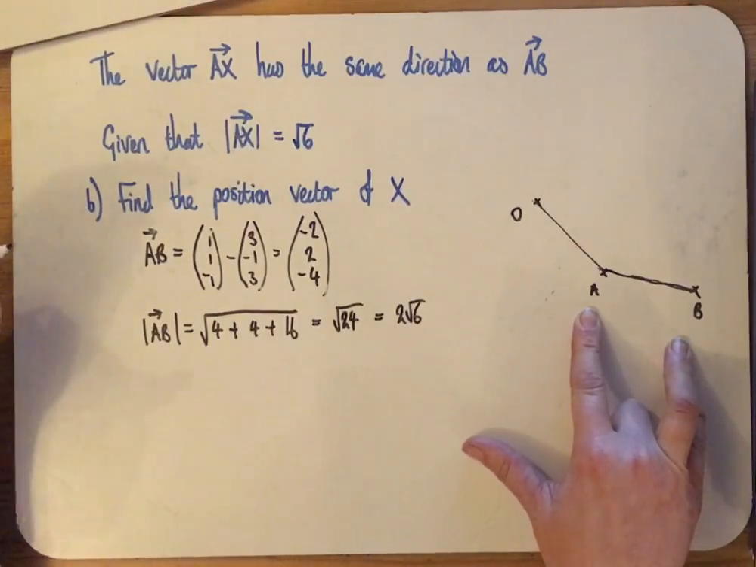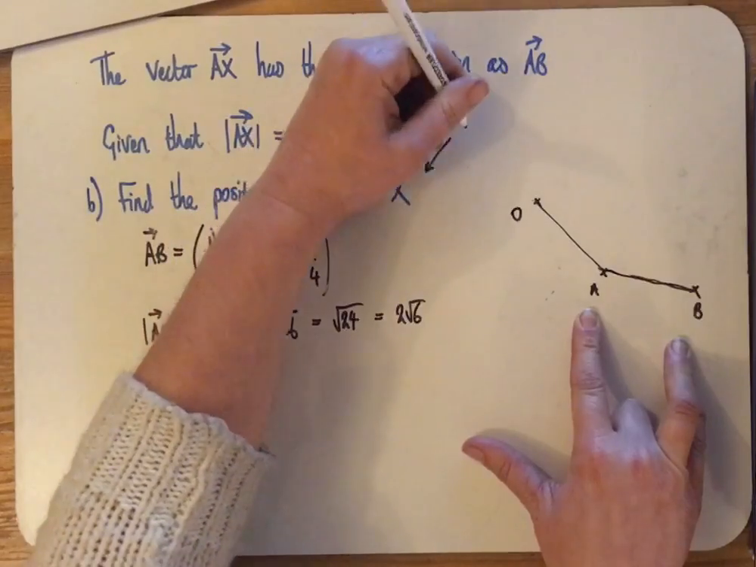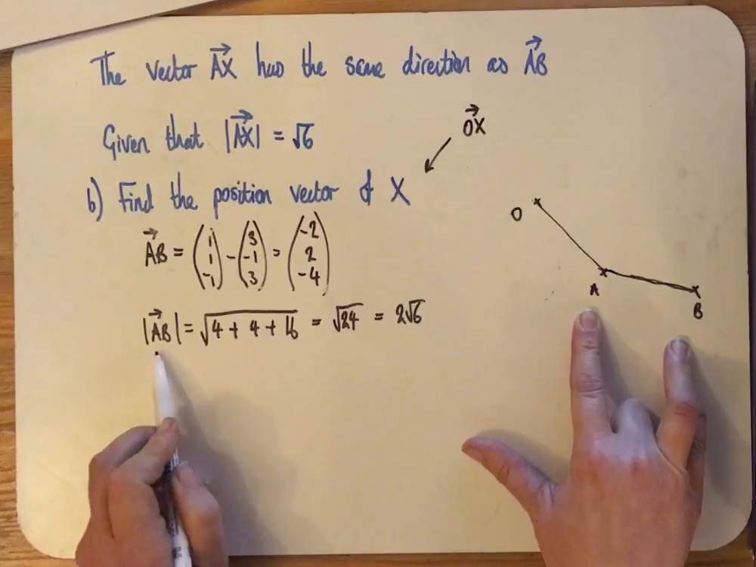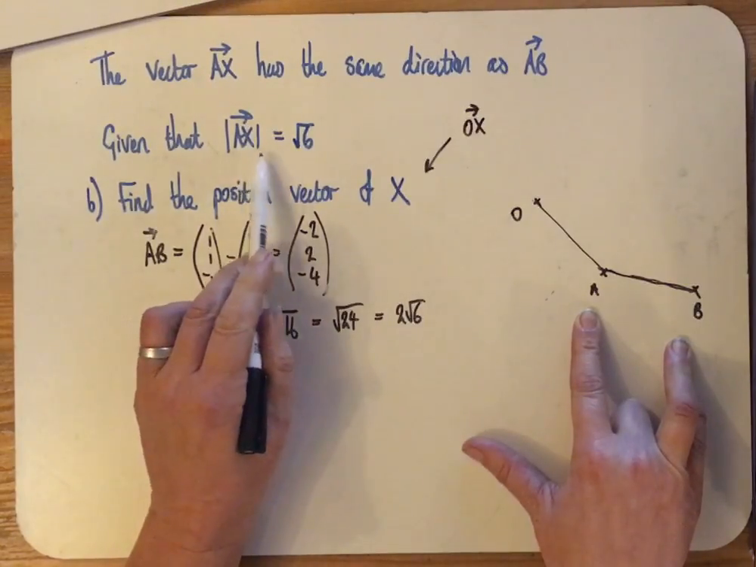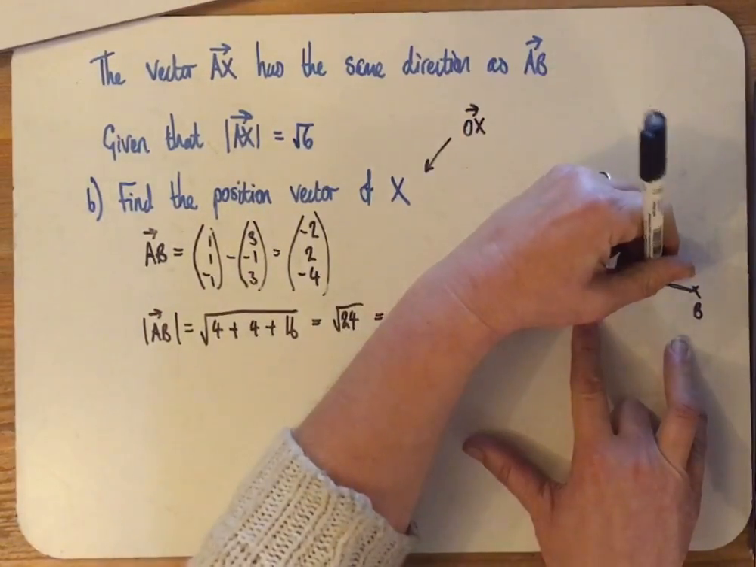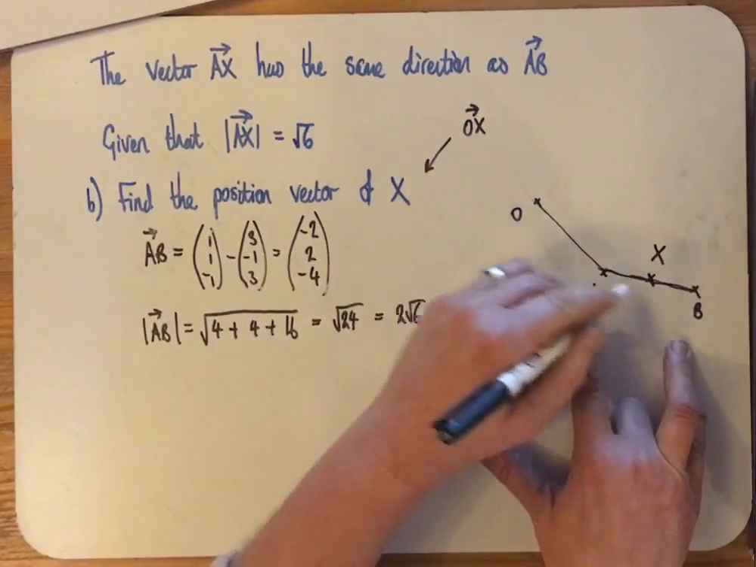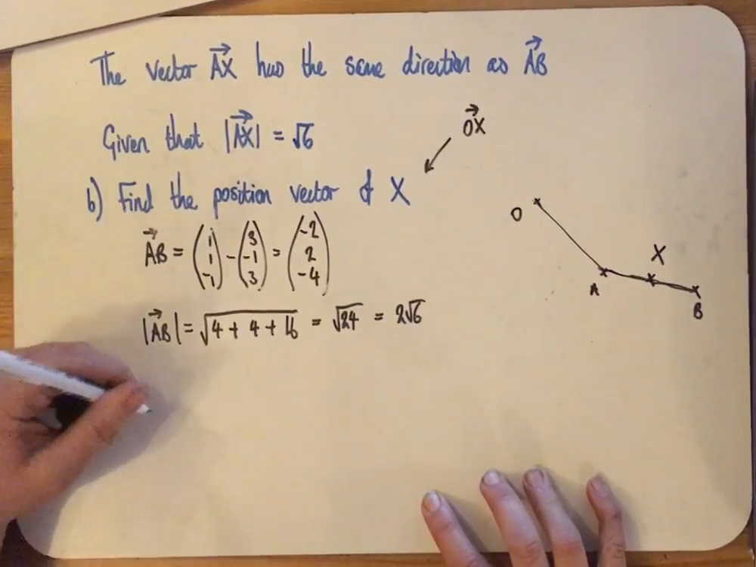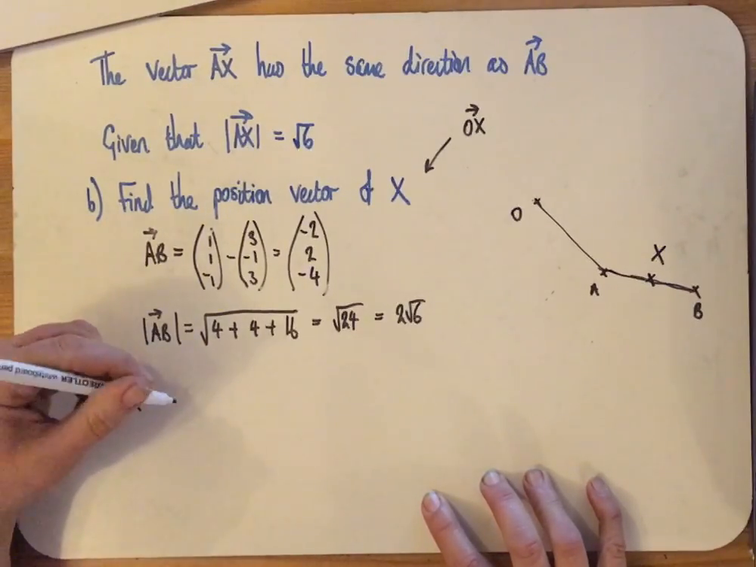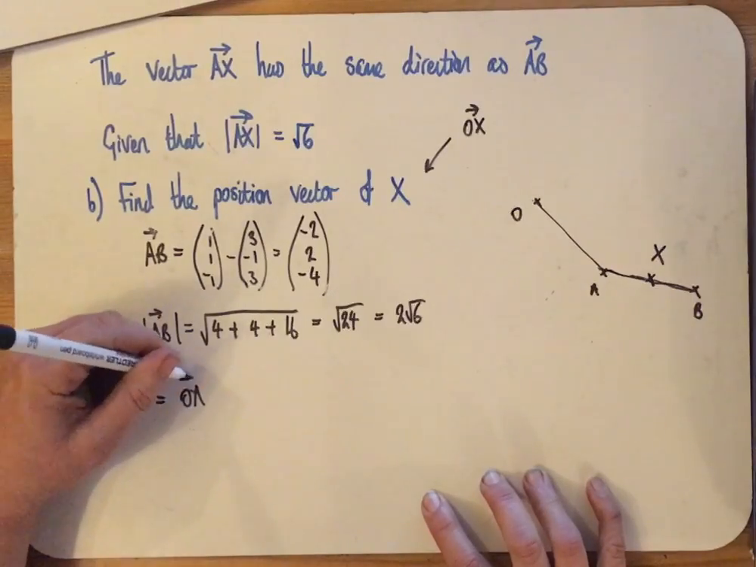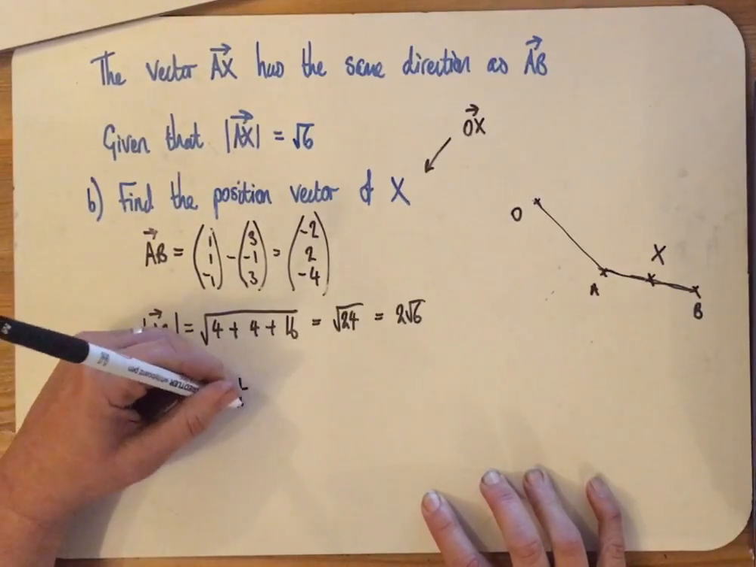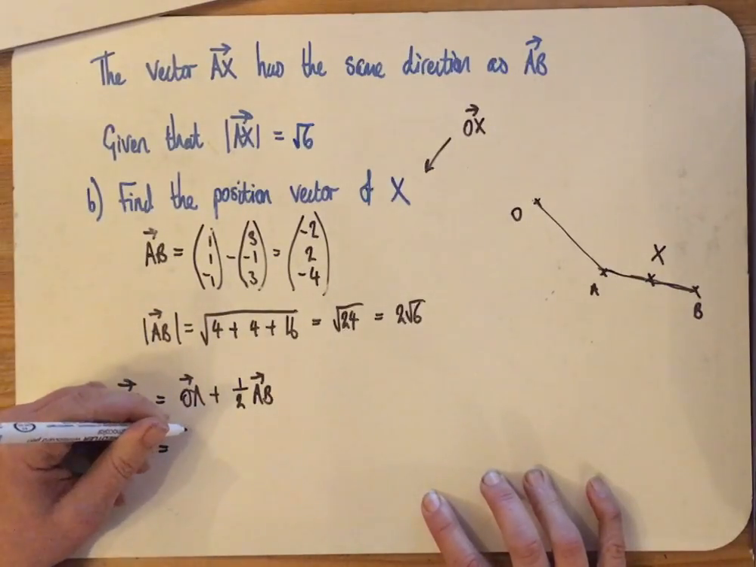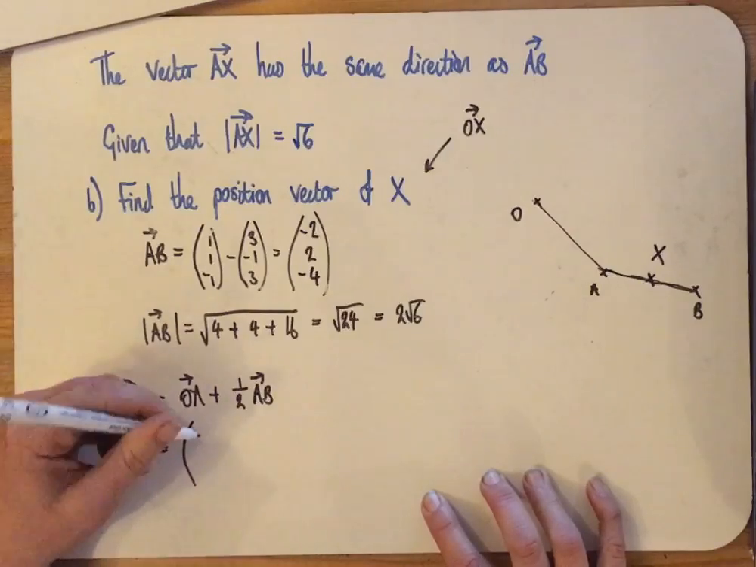And so we want the position vector of X, so we want OX. If the modulus of AB is 2 root 6, and the modulus of AX is root 6, then we've come halfway along here, and now you should be back on familiar territory. So OX is equal to OA plus a half AB. So it's this real idea of travelling along vectors.